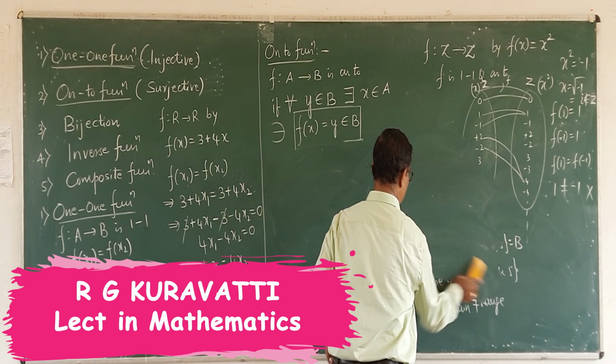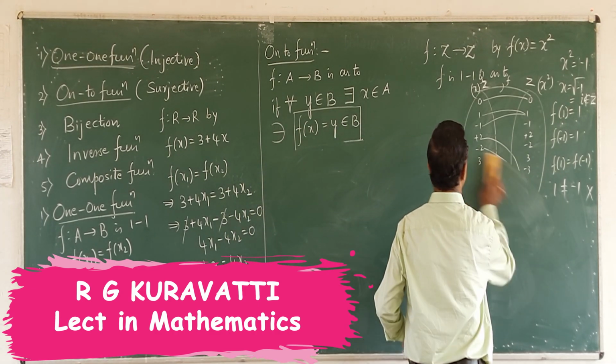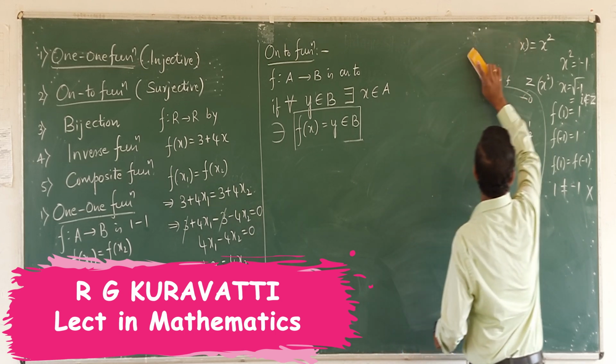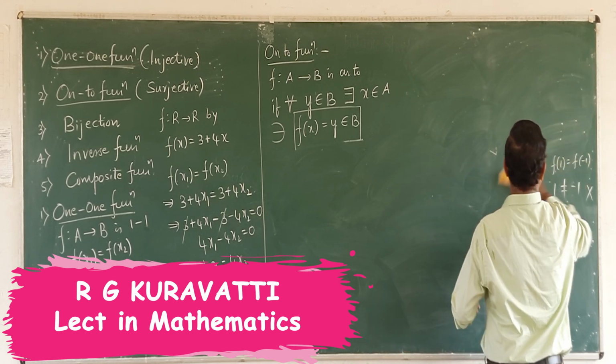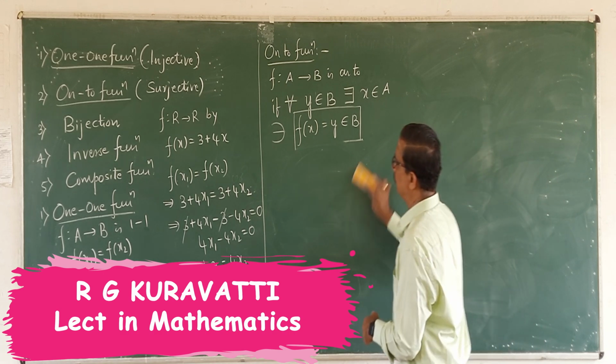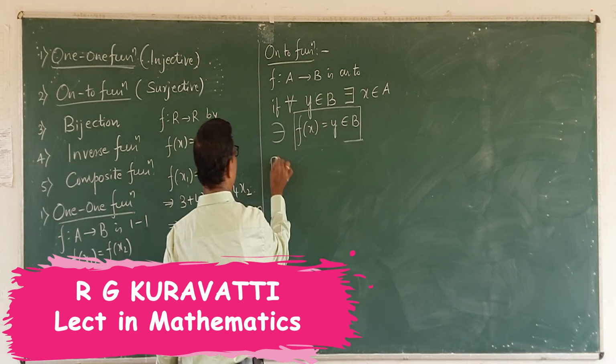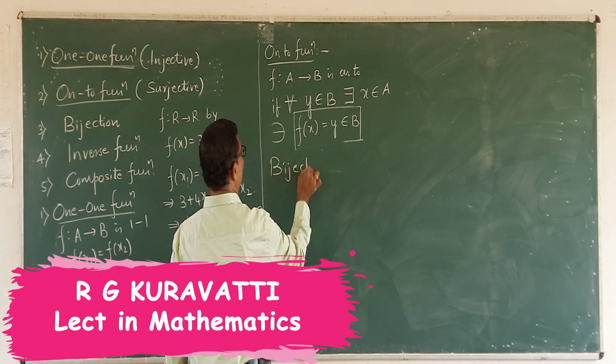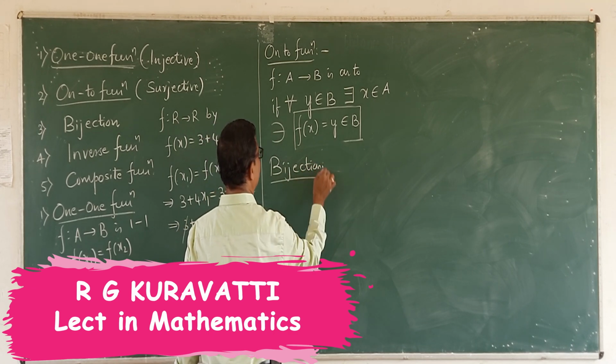Next definition, type number 3: inverse function. Define inverse function, and before that, bijection. The third type is bijection, and after that, inverse function. So type number 3, bijection. Bi means what? Two. Define bijection.